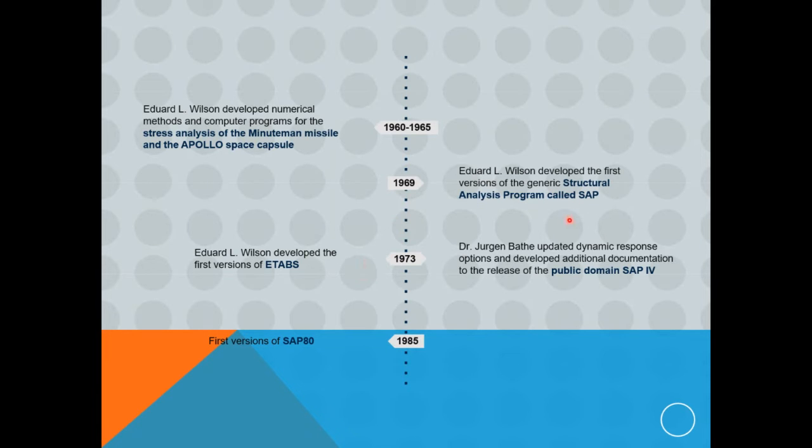Further, he thought that SAP is a general program, so he developed a specialized program, ETABS, extended three-dimensional analysis of building systems. In 1973, he also built programs in SAP 4, so he started different versions: SAP 1, 2, 3, 4, like this. In 1985, they used SAP 80, Structure Analysis Program 80. This was one of the most advanced software at that time.